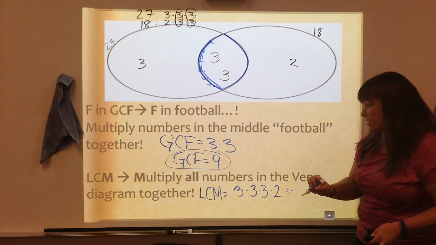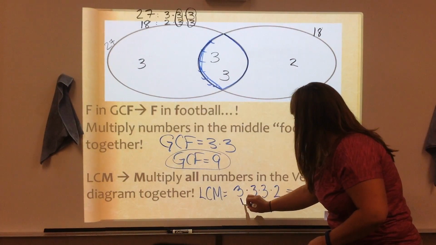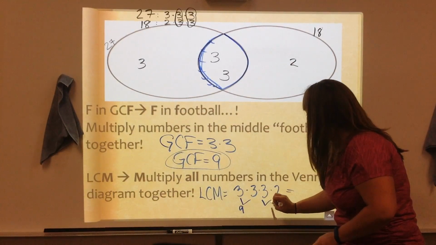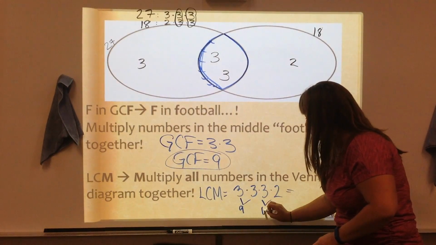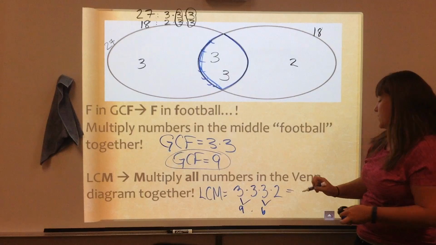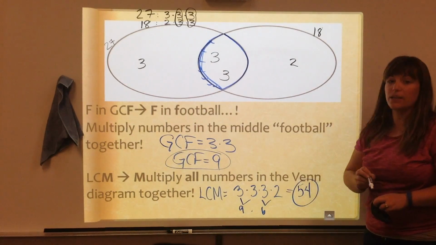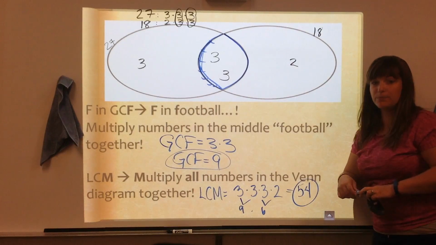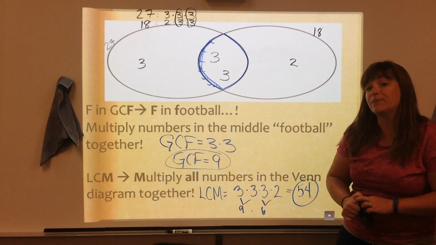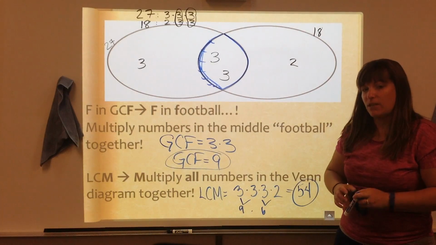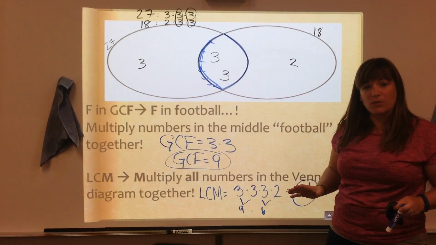Now there's a variety of ways you can do that. 3 times 3 is 9. 3 times 2 is 6. Multiply those together. Or any other combination, you should get the same thing we got before using the old way, which is 54. Now I don't have any other examples for you to try.